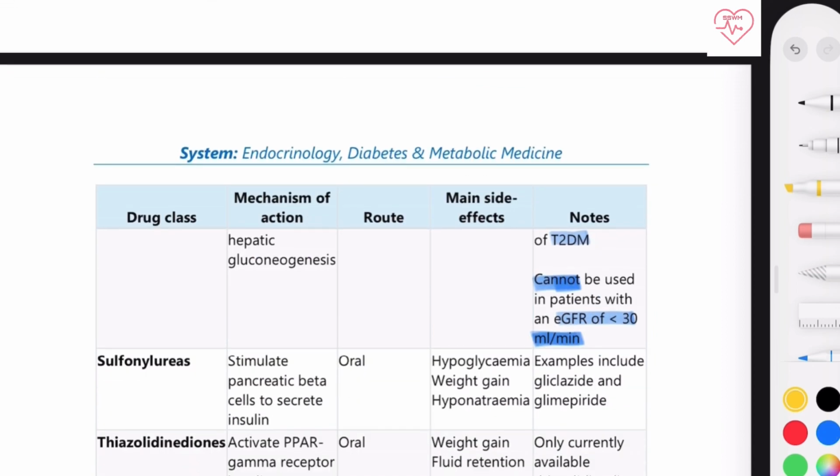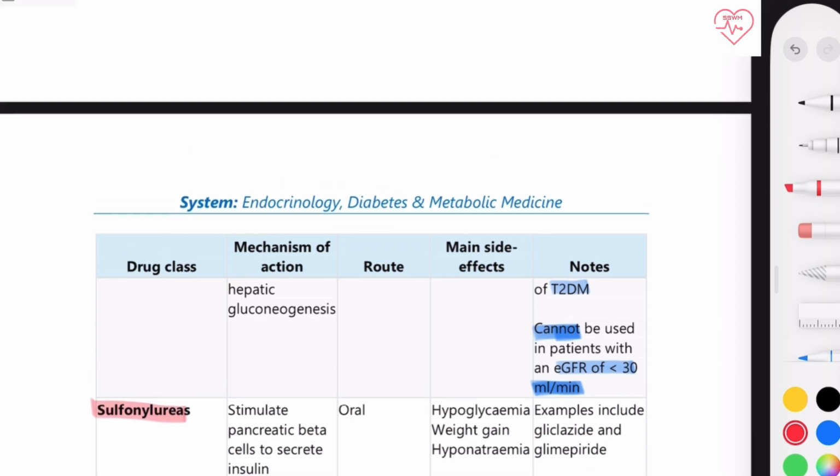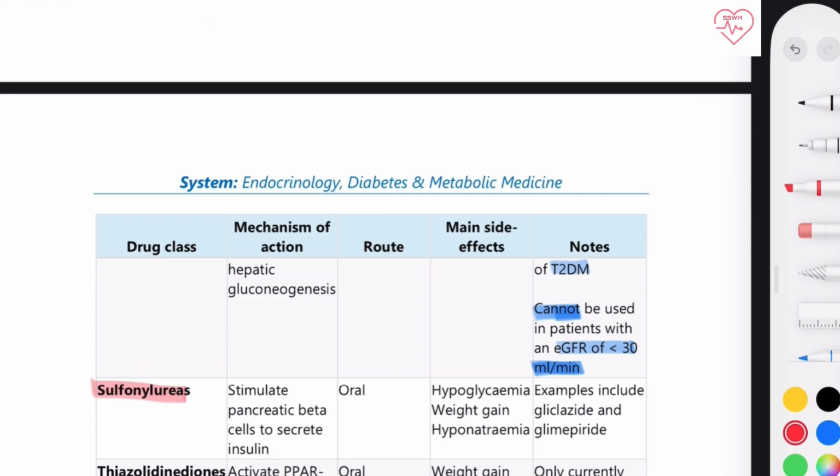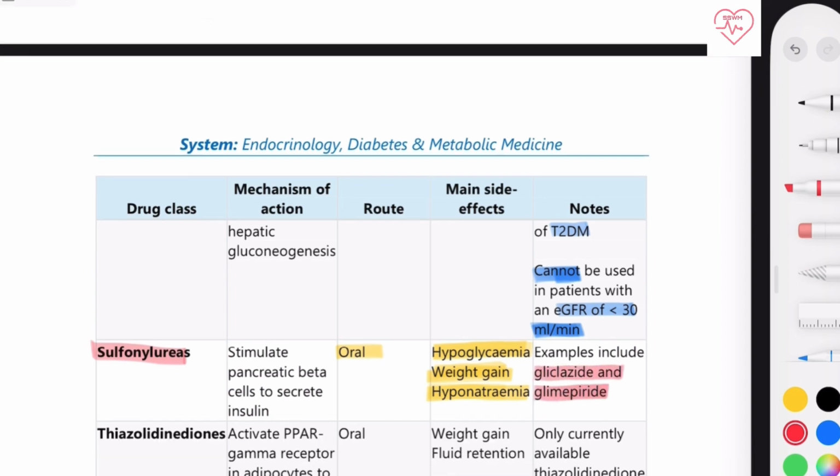Sulfonylureas stimulate pancreatic beta cells to secrete insulin. So what it will do, it will stimulate the pancreatic beta cells, which can help to secrete insulin. This is also having a route which is oral. Side effects are weight gain, hypoglycemia, hyponatremia. Examples include gliclazide and glimepiride.